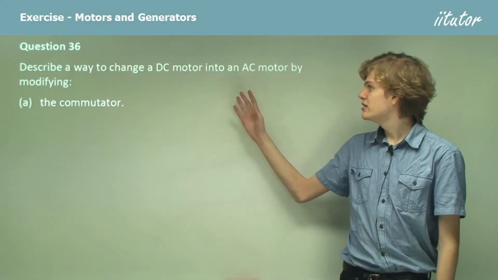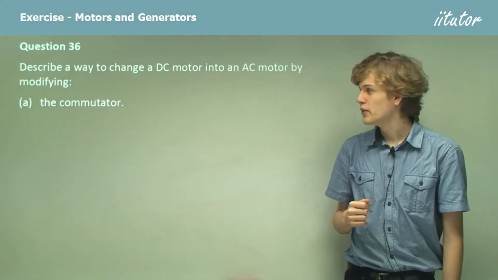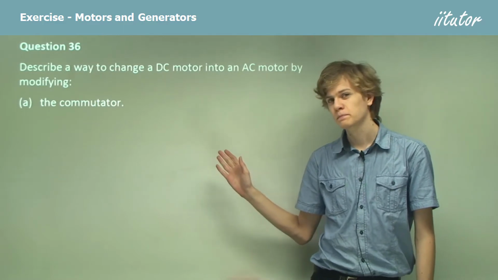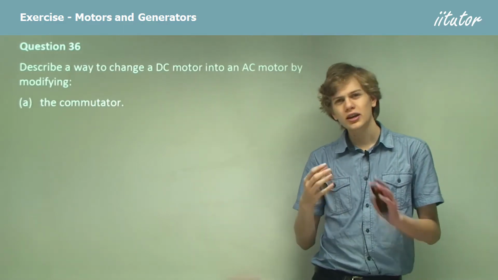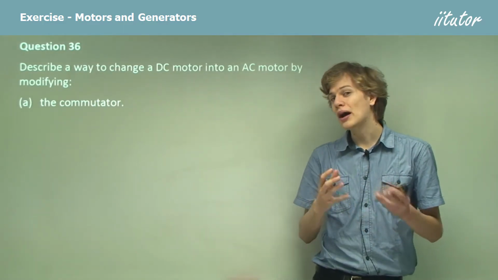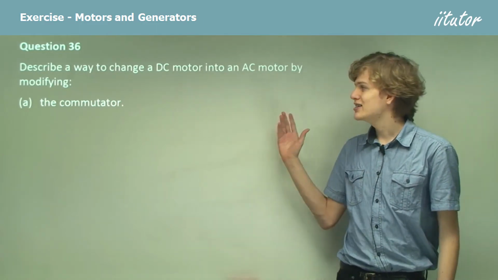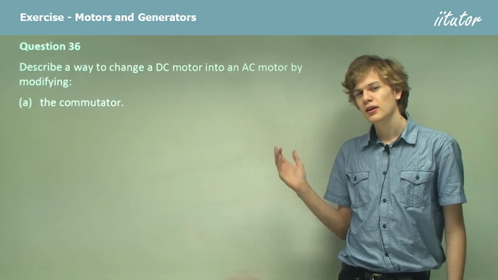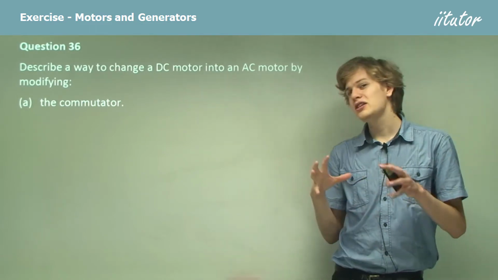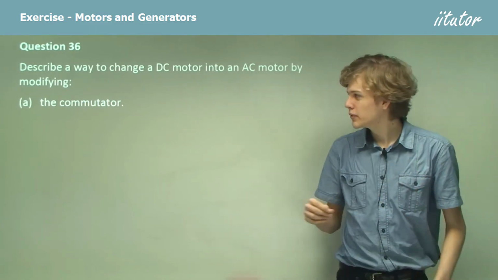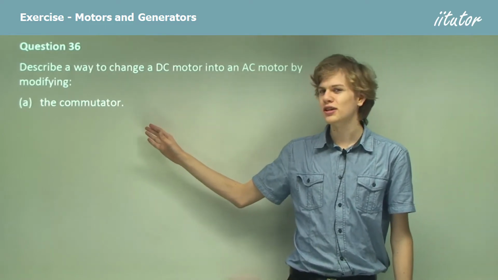Describe a way to change a DC motor into an AC motor by changing the commutator. So that means we've taken the power source and instead of connecting it to a battery or another source of DC power, we've instead connected it to an AC power source. Now, normally that will mean a DC motor won't work, but how can we change the commutator so that it will work?